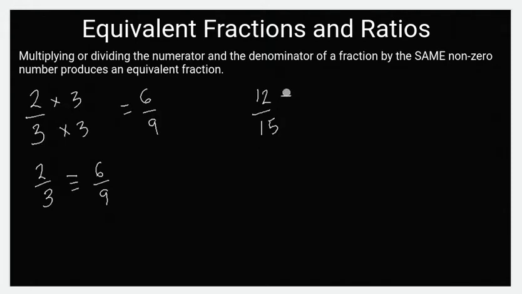So if you divide this by 3, you divide this by 3, what will you have? This would give you 4 over 5. So we can safely say that 12 over 15 is an equivalent fraction to 4 over 5. All right, and the same thing applies to ratio.